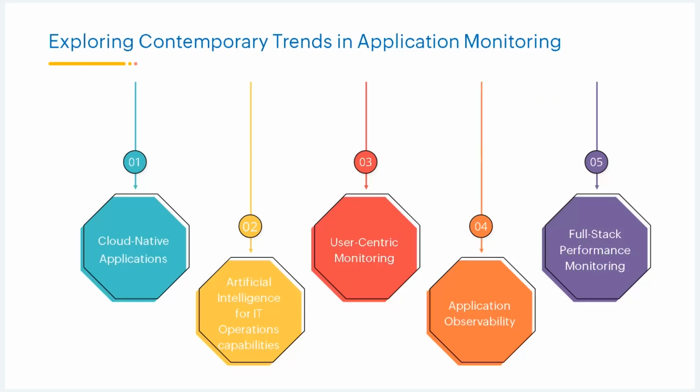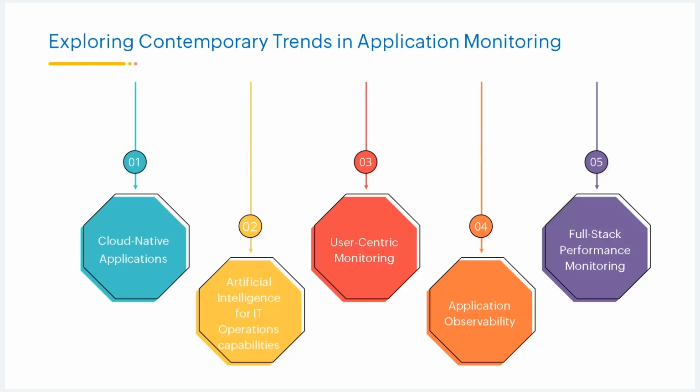The last is full stack performance monitoring. The goal of full stack performance monitoring is to identify and address performance issues across the entire application stack, from the front end user interface to the backend server infrastructure, by monitoring the various layers of the stack, including the application code, server response times, and database queries. This is achieved by collecting real time data on various performance metrics like response time and error rates.